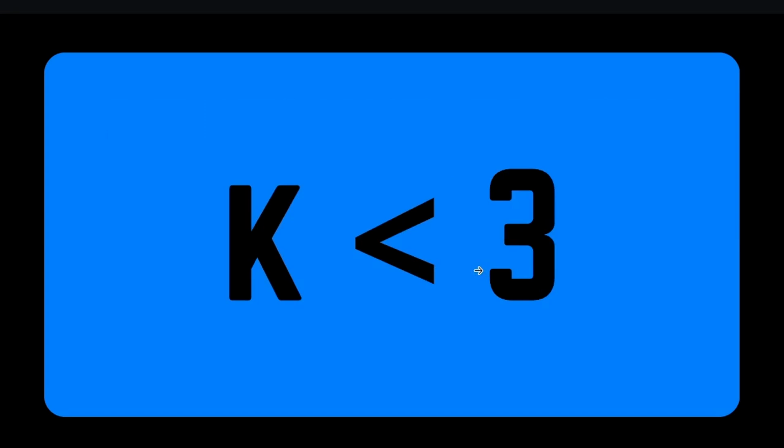Sorry if I'm explaining this wrong or poorly. Back to what we're doing. Now we have this equation. 3 is lesser than K. How would you simplify this?